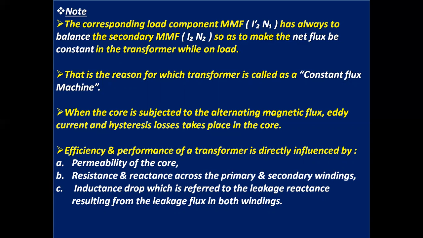Number 3: when the core is subjected to alternating magnetic flux, eddy current and hysteresis losses take place in the core. Efficiency and performance of a transformer is directly influenced by the permeability of the core, that is core permeability, and the resistance and reactance across the primary and secondary windings. Inductance drop, which is referred to as the leakage reactance, results from the leakage flux in both windings.